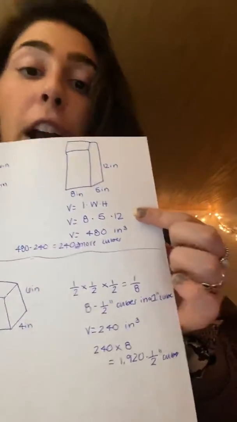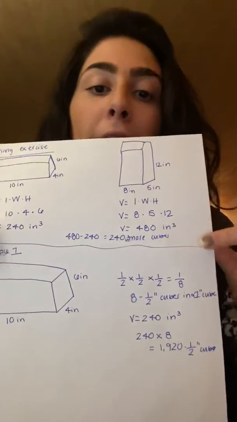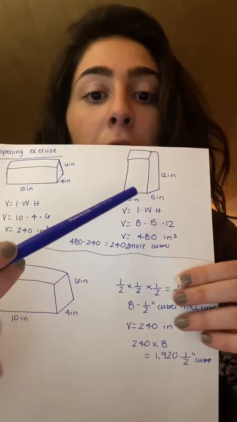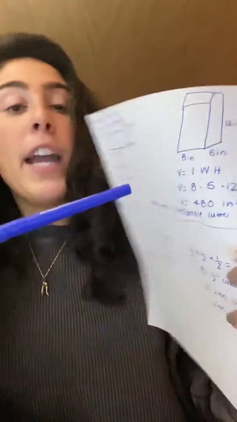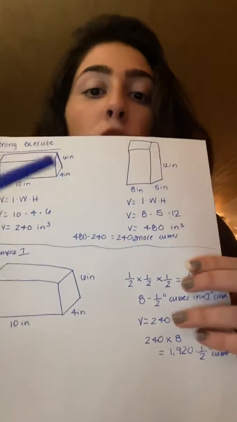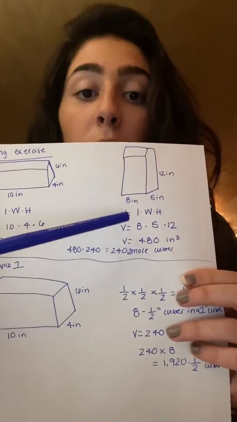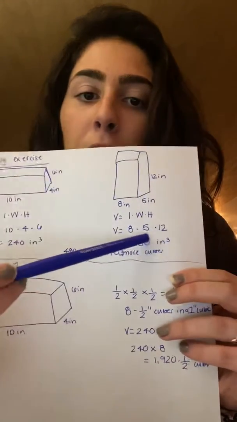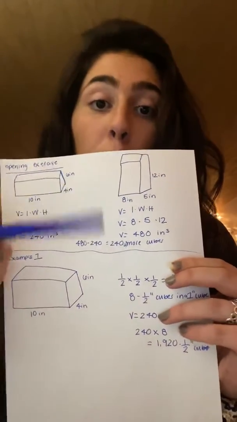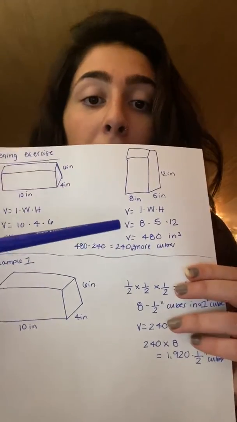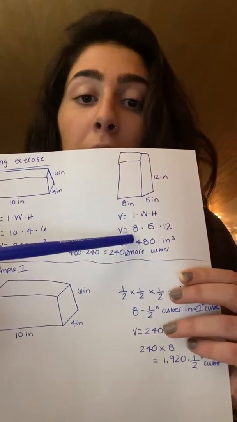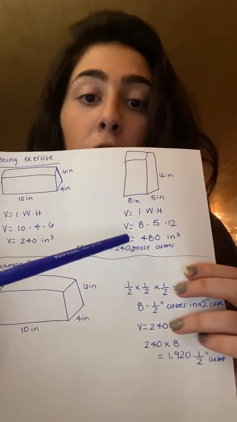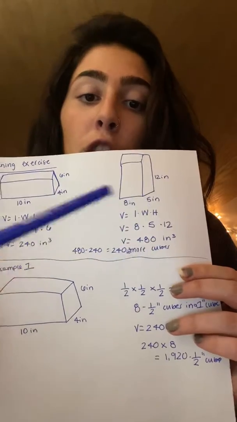Now we need to find the volume for the other one. I have a length of 8, a width of 5, and a height of 12. So I wrote down my formula, V equals length times width times height. Again, my label is inches. It's super important to label. So I had V equals 8 times 5 times 12, and when you multiply those three numbers together, you get 480 inches cubed.